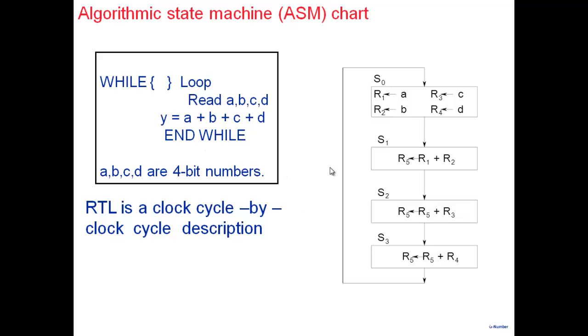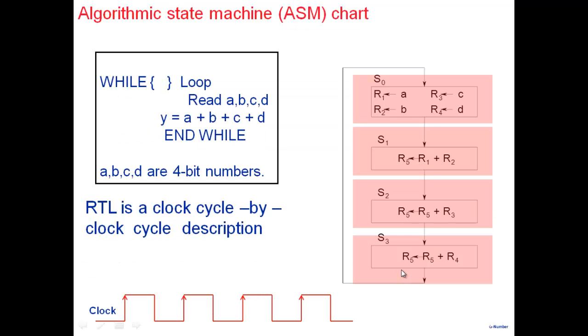Then because it's in a loop, I go back to the zeroth state, and it reads a new set of data. Again, it does this and this. Now, at this stage, there may be different ways of doing it. For example, I could have done R5 as R1 plus R2, and in the same state, I could have used another register R6 and added R3 plus R4 also. I could have done that also.